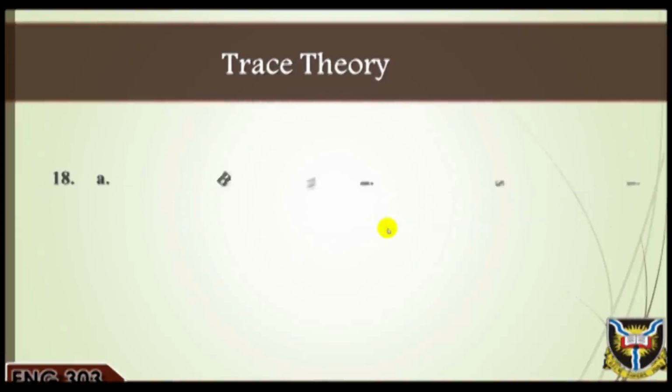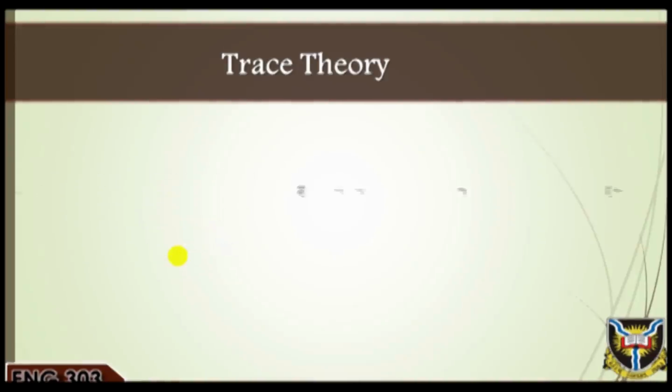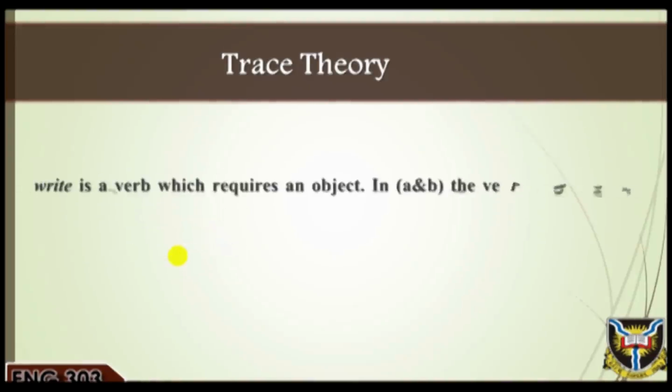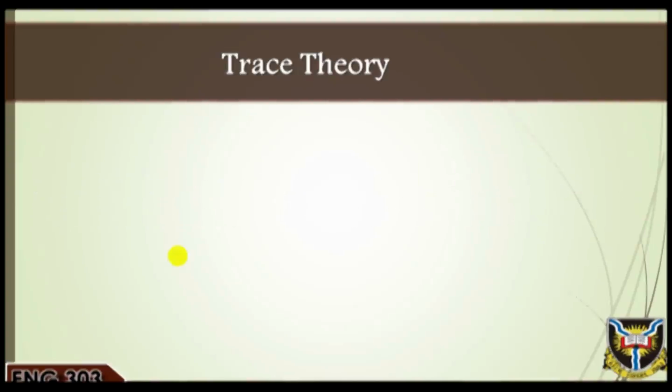18a. Busy wrote what? b. What did Busy write? c. Busy wrote an essay. In 18, write is a verb which requires an object. In 18a and b, the verb write takes an object, what and an essay. In 18b, the verb occurs without its object. However, the impact of the object is still felt.